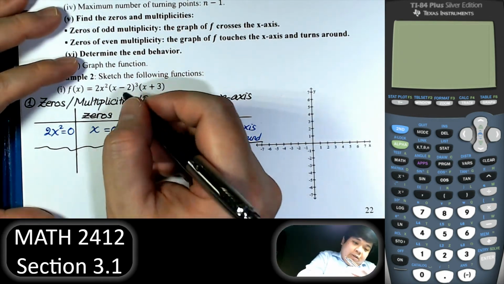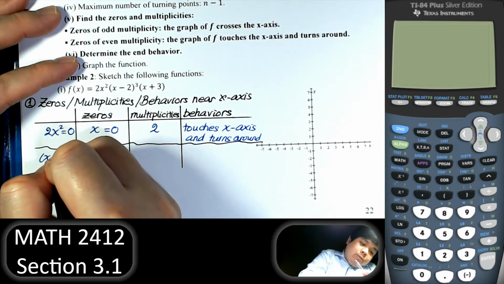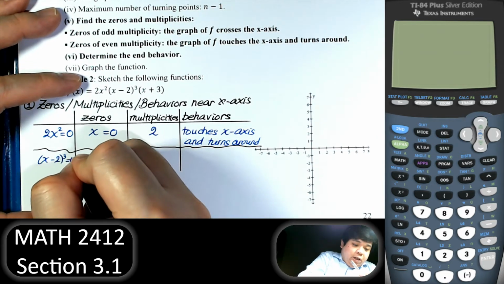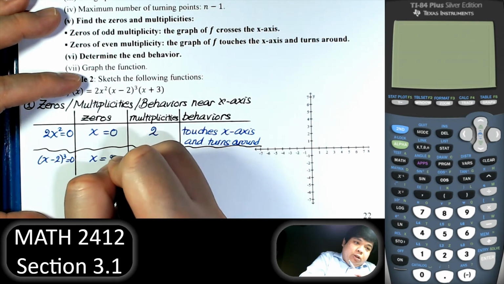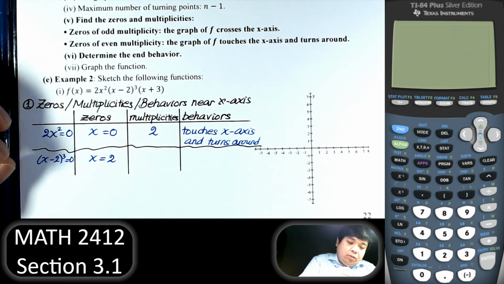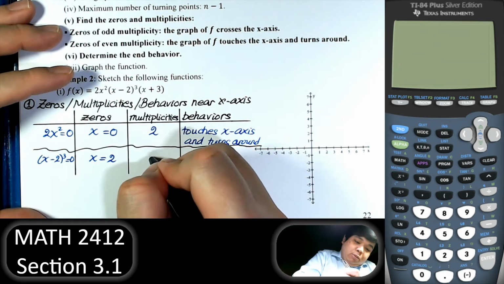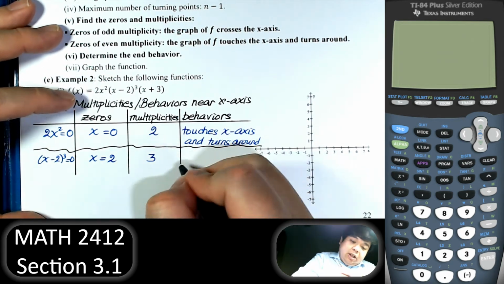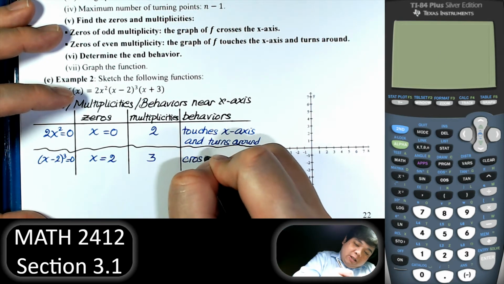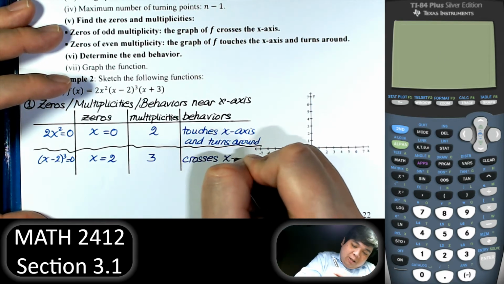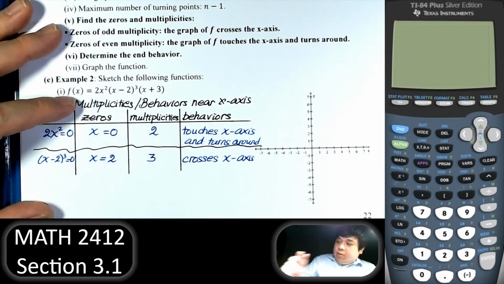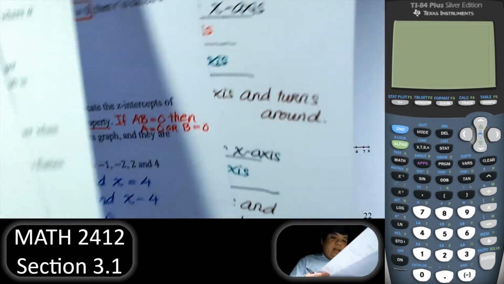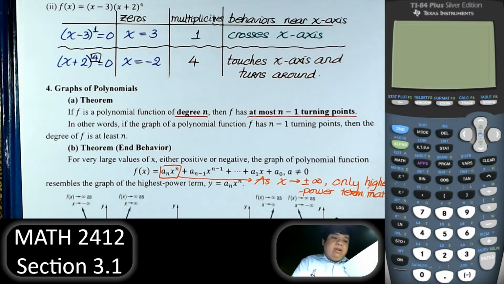Next we have the factor of x minus 2 cubed. If we make that equal to 0, we will have x equal to 2. And multiplicity of 3. And if it is an odd number, it crosses the x-axis. Yeah. So we do exactly like what we have here.